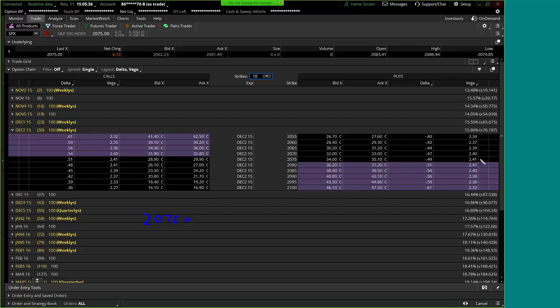So you take the stock price, which is roughly 2075, right? You multiply it by volatility. But the volatility you want to use is the at the money put, one strike in the money, one strike out of the money, the at the money call, one strike in the money, one strike out of the money. Average those four options, average their implied volatilities together.